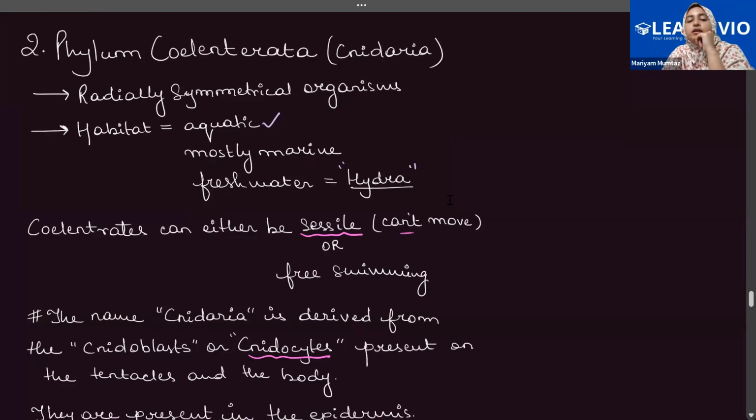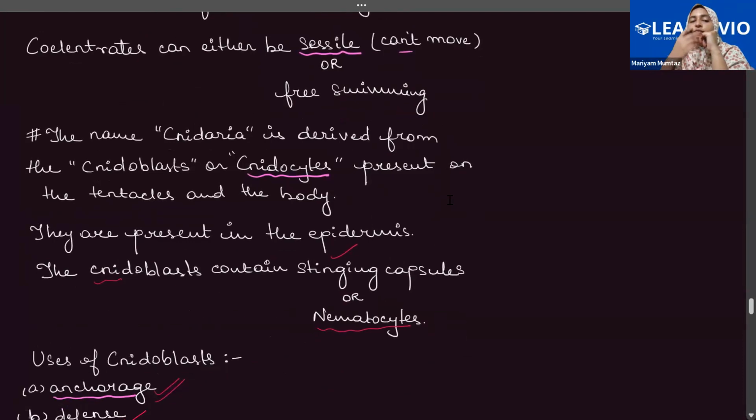Now see, the coelenterates in terms of their body structure can be sessile, meaning they won't move from one place. They'll be stuck, or you can say stagnant, or they can be free swimming or free living. So the coelenterates can be found stuck in one place, and they can be found floating in the ocean or the water body also.